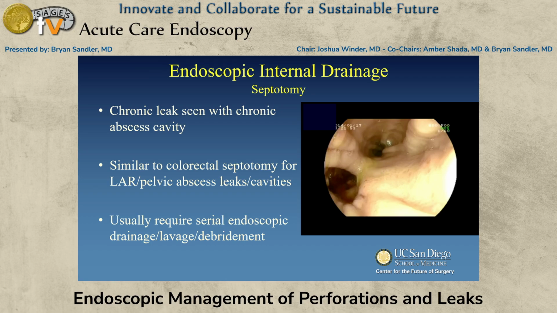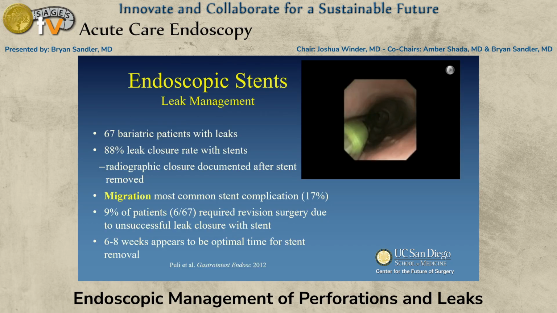So serial debridement, serial endoscopic assessment, and the data show that usually one approach might not be the best. And I'm going to go over some of the other things I think are probably less favorable.